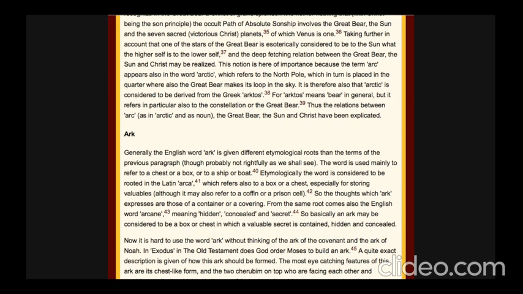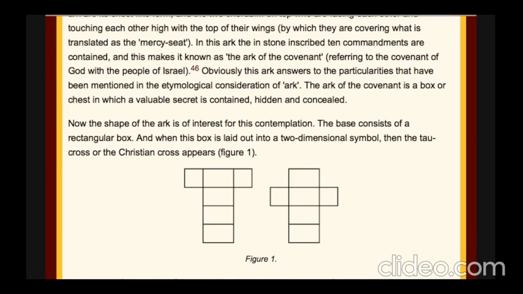In Exodus, in the Old Testament, God ordered Moses to build an ark. A quite exact description is given of how this ark should be formed. The most eye-catching features of this ark are its chest-like form and the two cherubim on top who are facing each other and touching each other high with the top of their wings, by which they are covering what is translated as the mercy seat.